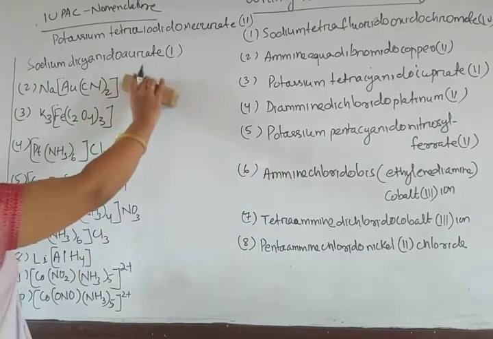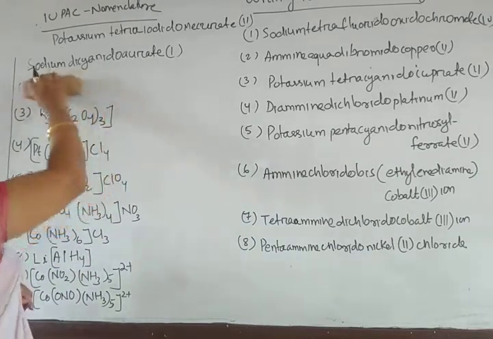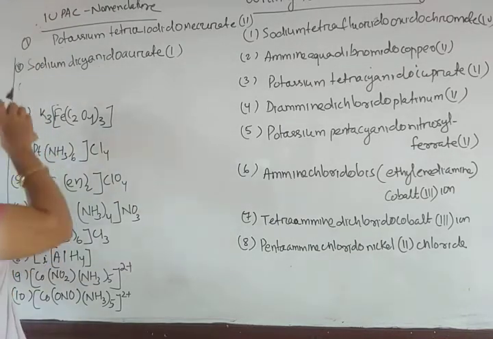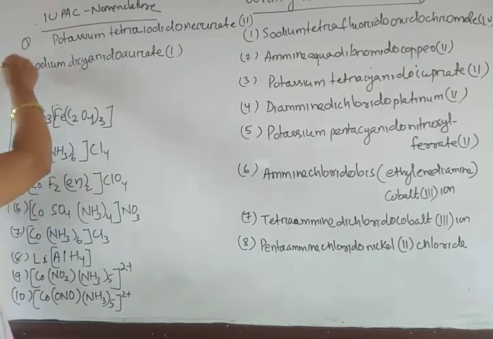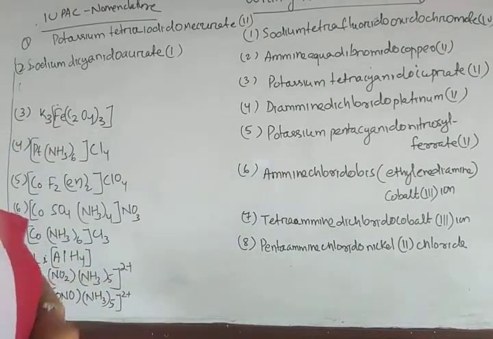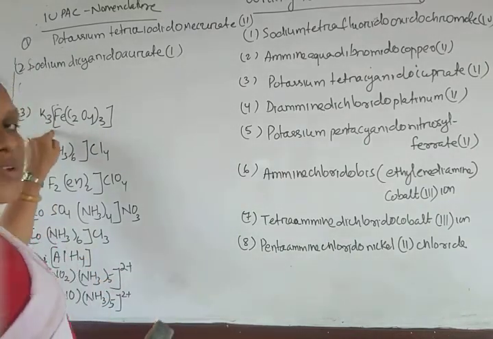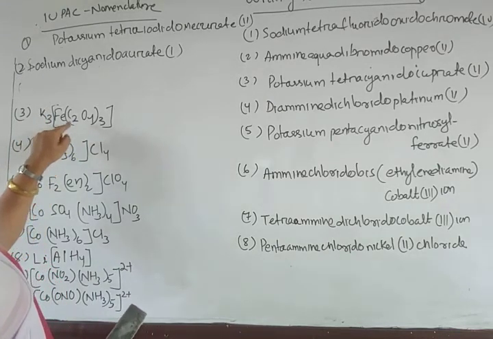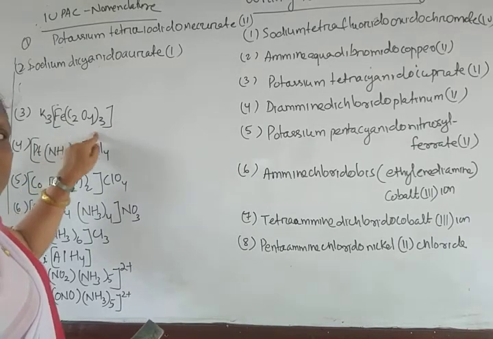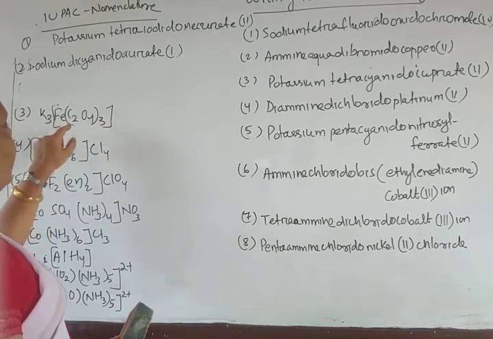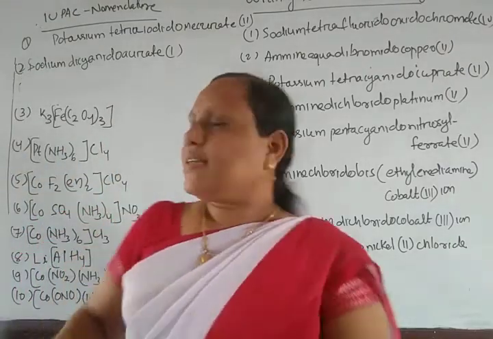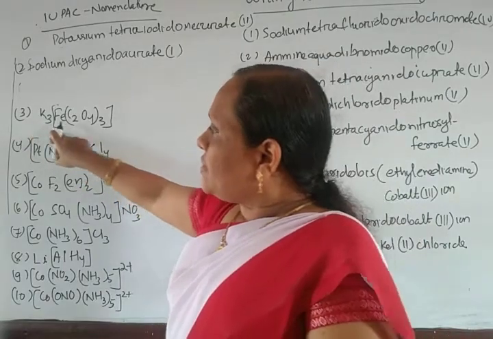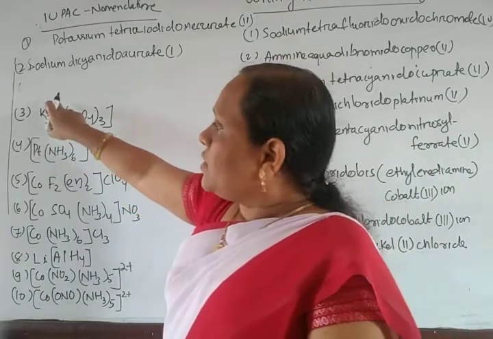Next come to this one. That was answer number 1, and that was number 2. Now come to 3. K3[Fe(C2O4)3]. Here also the complex is in the negative part, and this is the oxalate ion. This oxalate ion has charge -2. So in this way, find the oxidation number of iron.